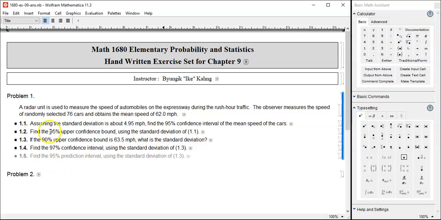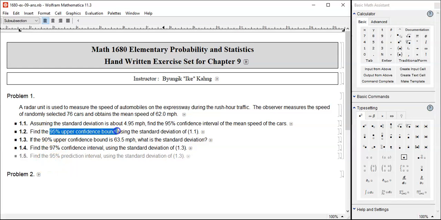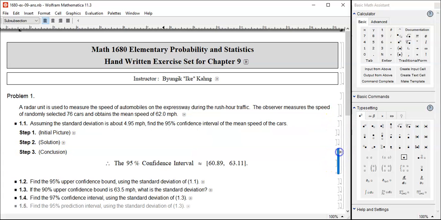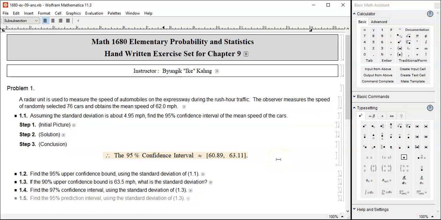1b is the 95% upper confidence bound. Now this is different from problem 1.1. It's not the upper bound of the 95% confidence interval. Previously we got this 95% confidence interval, and what do you mean by 95% upper confidence bound? Does it mean the upper bound of the 95% confidence interval, 63.11? No, that's not it.